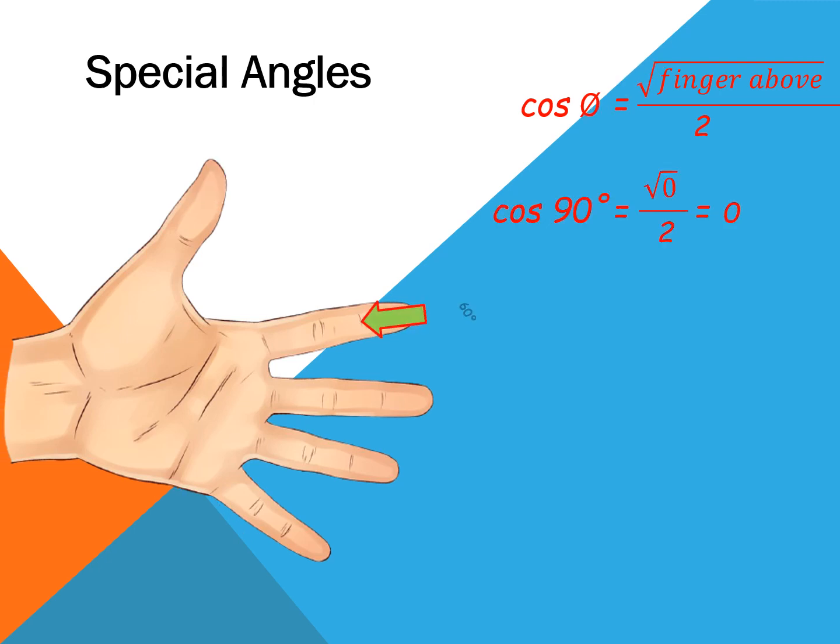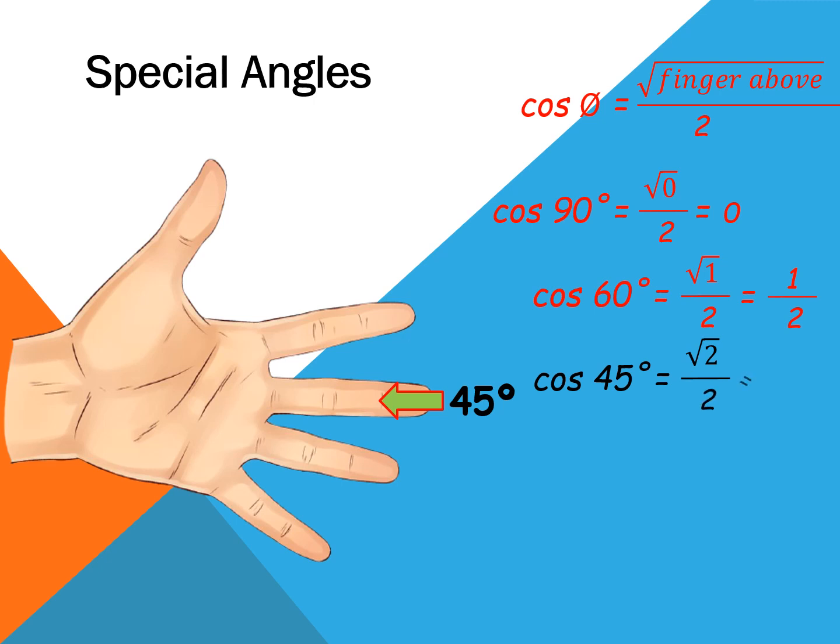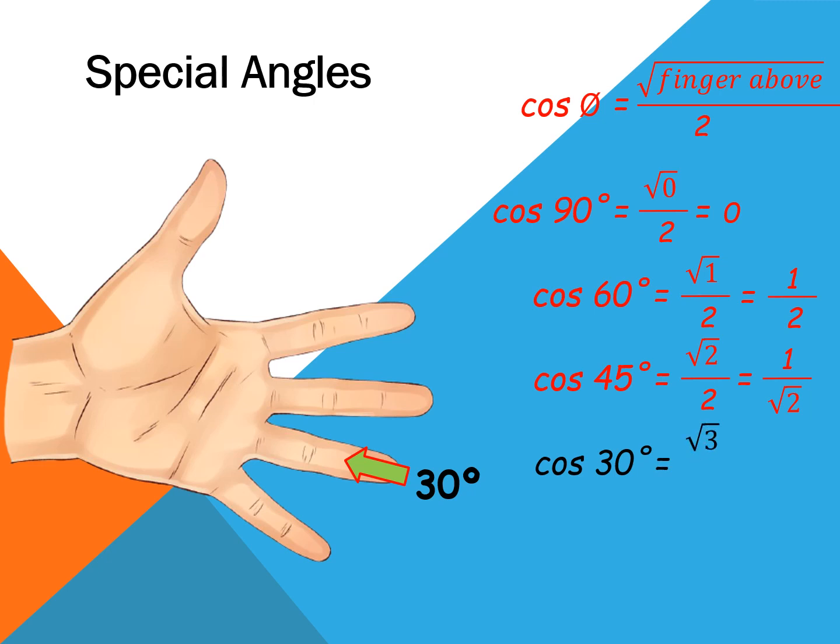And let's go to 60 degrees. Cosine 60 degrees, the number of fingers above the arrow is equal to 1. Therefore, cosine 60 degrees is equal to square root of 1 over 2, or simply 1 over 2, or 1/2. Let's go to 45 degrees. The number of fingers above the arrow is equal to 2. Therefore, cosine 45 degrees is equal to square root of 2 over 2, or equal to 1 over square root of 2. Then, we will go to 30 degrees. The number of fingers above the arrow is equal to 3. Therefore, cosine 30 degrees is equal to square root of 3 over 2.